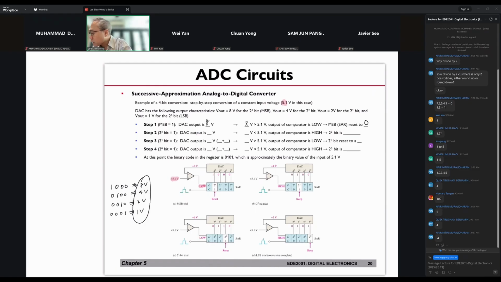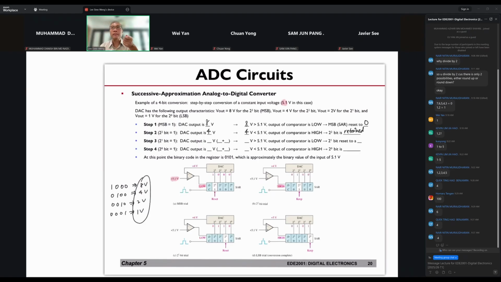Now let's go to the second case. MSB set to 0 already. Then we are going to try setting the second MSB to a 1. Second MSB set to a 1 is 4 volt. Now the input is 5.1 volt and the DAC output will be 4 volt. 4 volt is less than 5.1 volt, and then the output of the op-amp will be high. Since the input voltage is higher than that voltage, that means I want that bit. So the 2 to the power of 2 bit will be retained. The 1 will be retained.